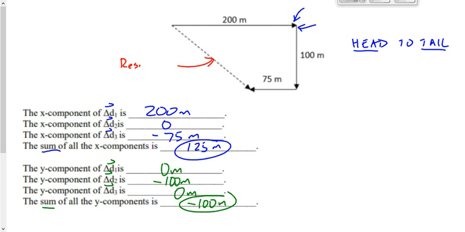The resultant vector, which we give the symbol r to, is not drawn from head to tail. The resultant vector is drawn from start to finish. So we're saying 200 head to tail, 100 head to tail, 75 head to tail, but then the resultant vector is drawn from start to finish. The resultant vector is the sum of all the vectors. Think about that.